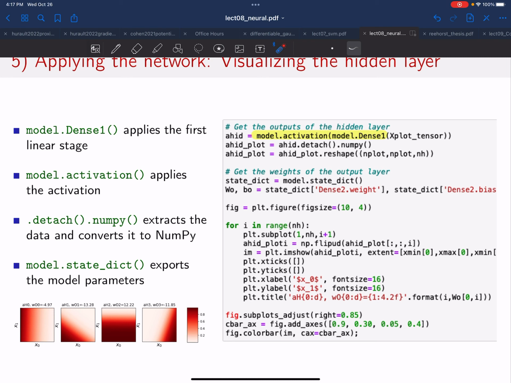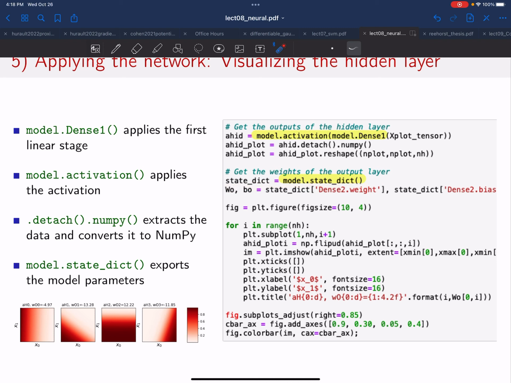And then the way that you get the weights out of one of these PyTorch models is you do model.state_dict(). That exports the state dictionary, which basically contains all the weights, so all the parameters of the network. So you can access dense2.weight and dense2.bias, and we're just going to call them WO and BO, and then that's what we plot, these WOs, in the titles of the plot. Okay, so that state dictionary is how you extract coefficients.